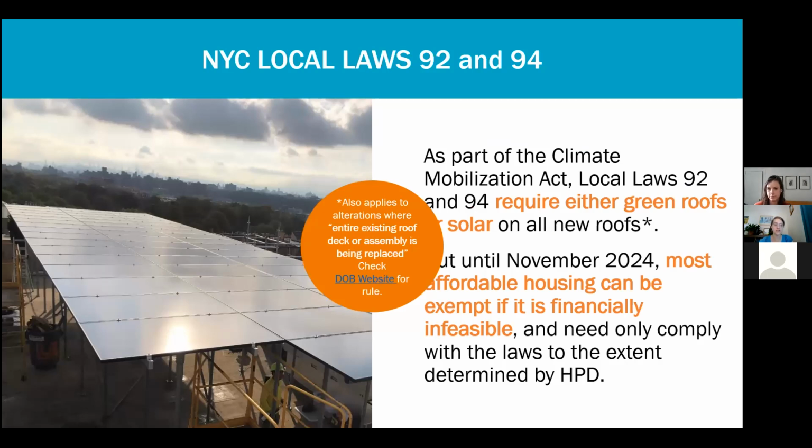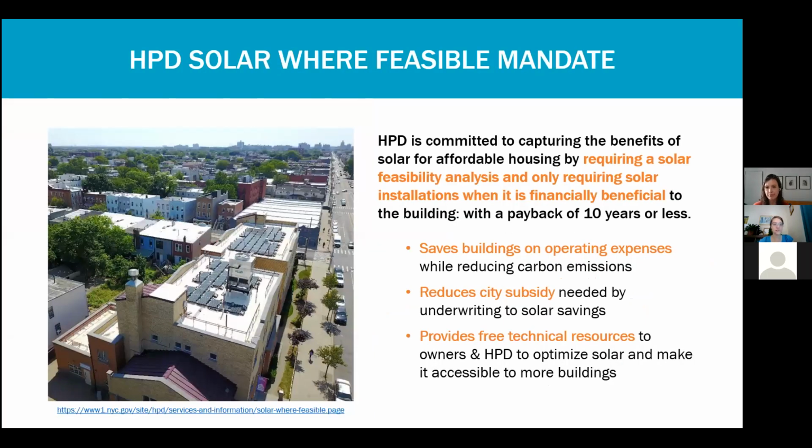Oh, and I should note that new roof applies to alterations where, quote, the entire existing roof deck or assembly is being replaced. To my knowledge, that's very rare, but you should know that that's the official rule. So the solar where feasible mandate is this alternate compliance pathway, which basically is a way to encourage solar in every place where it's really beneficial for the buildings, but doesn't require solar in places where it just doesn't make sense.